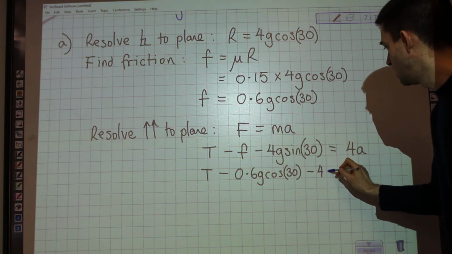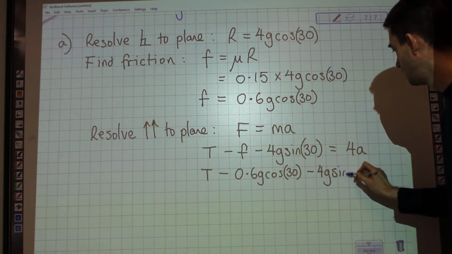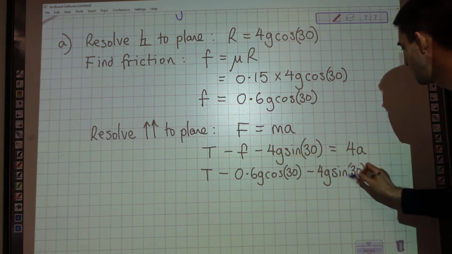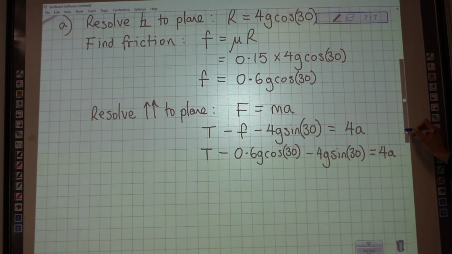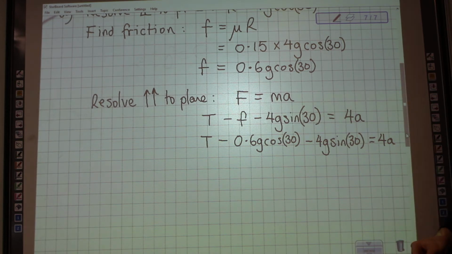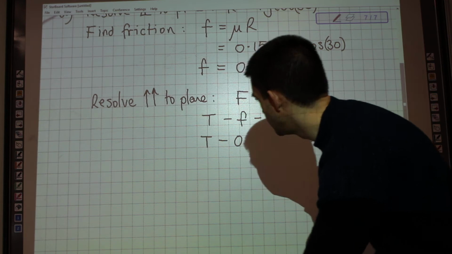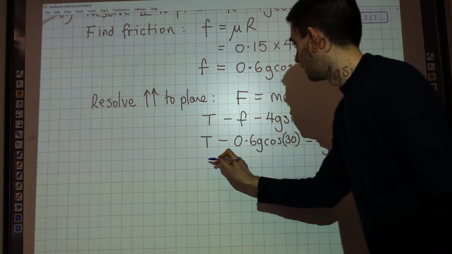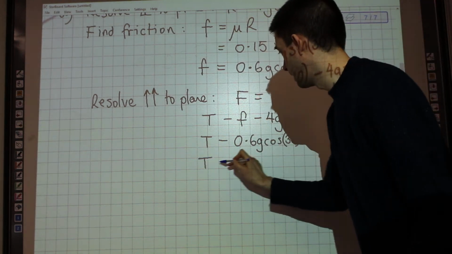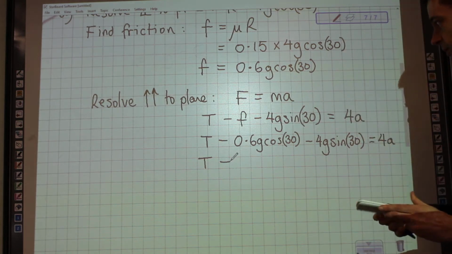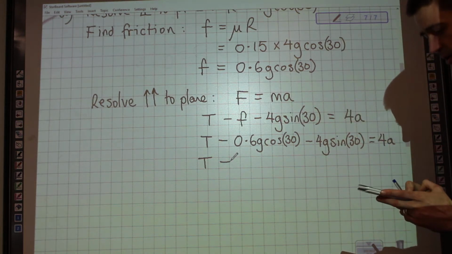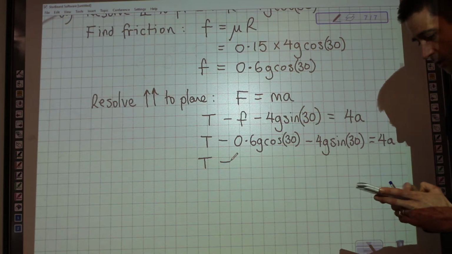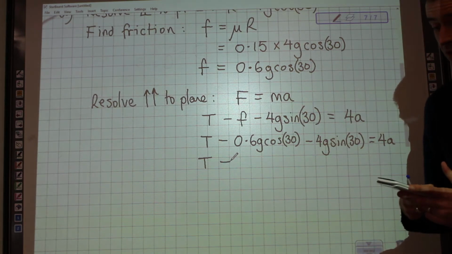minus 4g sine 30 equals 4a. At this stage, I'm going to start calculating values. So 0.6g cos 30, so 0.6 times 9.8 times cos 30, making sure that my calculator is in degrees mode.